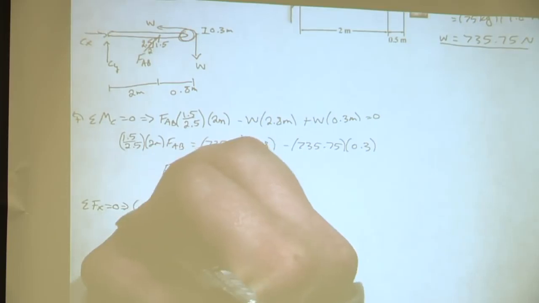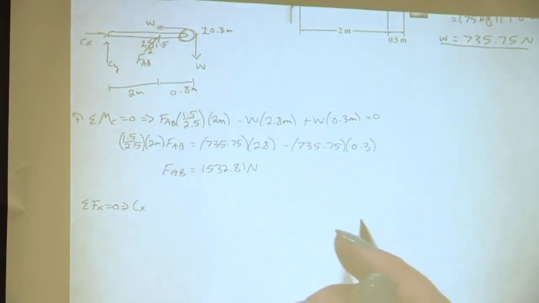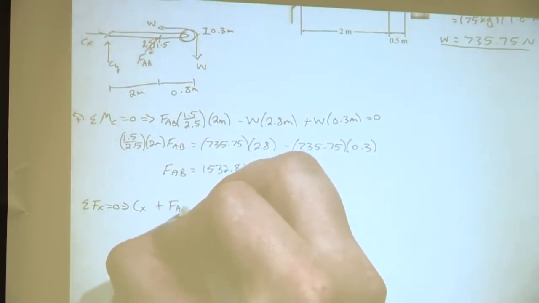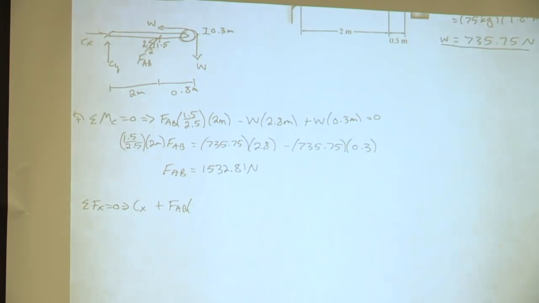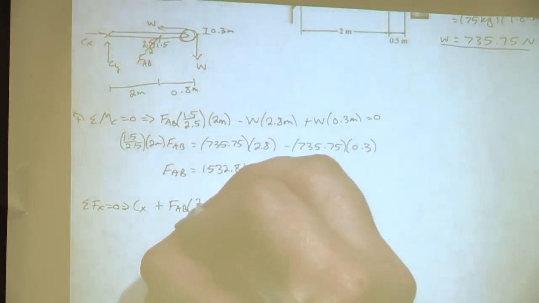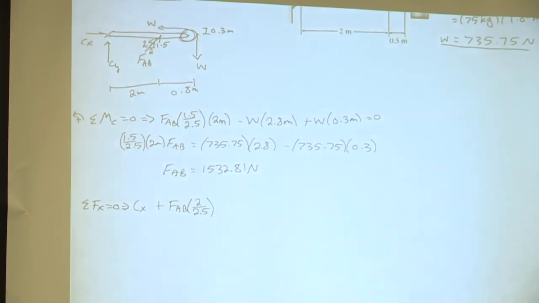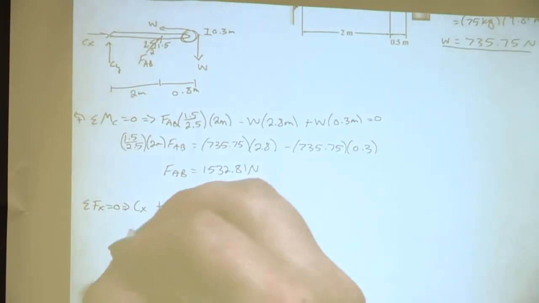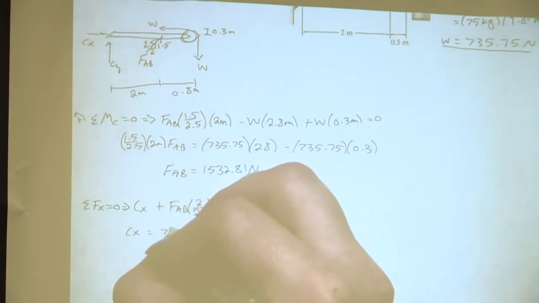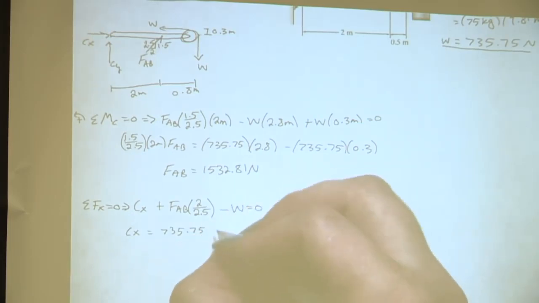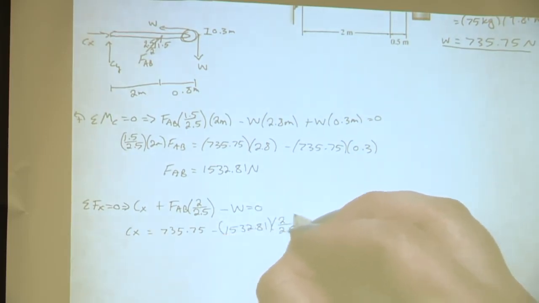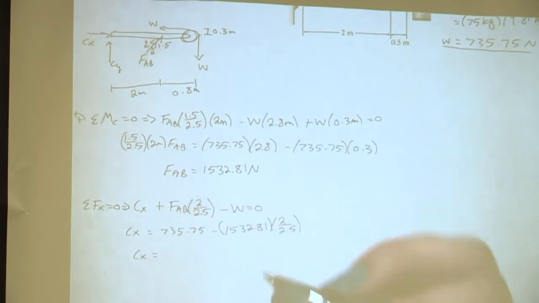So CX. Okay, so CX we listed as positive, so we'll leave that as positive. What else? Positive FAB. Okay, so we have FAB, and how do we get its X component? 2 over 2.5. Okay, so 2 over 2.5. And then what else should be in our equation? Negative W. And then minus W. Okay, so we have Cx is equal to 735.75 minus FAB, which was 1532.81, times 2 over 2.5. So then what will we get for Cx?